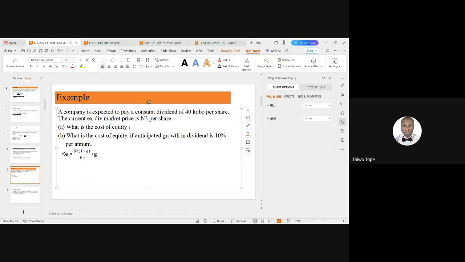Everybody should be able to solve this A. Can you solve this A? This is without growth. The cost of equity will be what? 13.3%. Any other person with the same results? Same, 13.3%. Fine. Now, looking at B, what is the cost of equity if anticipated growth in dividend is 10%?